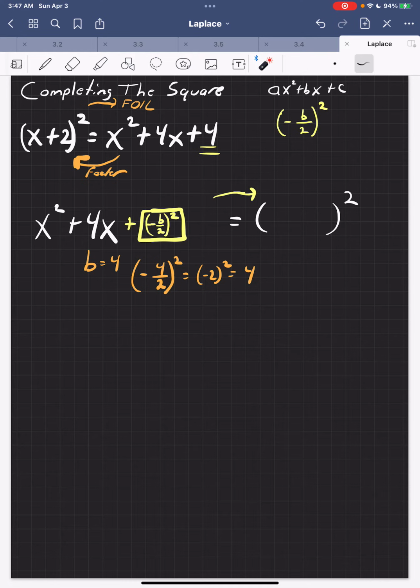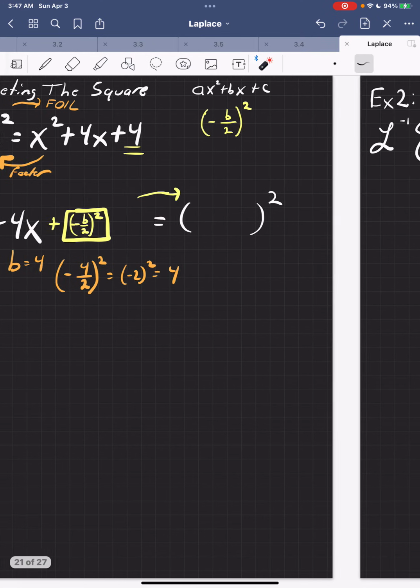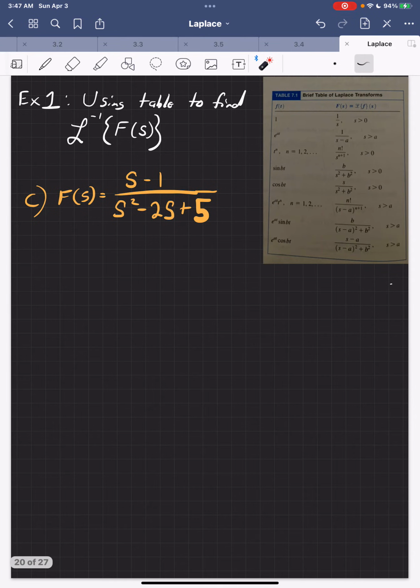Okay, so let me now try to apply that to our original problem. In other words, take a look down here, and you see these, s minus a squared plus b squared. Let me see if I can show you how this is going to work. So we're going to have to rewrite this.